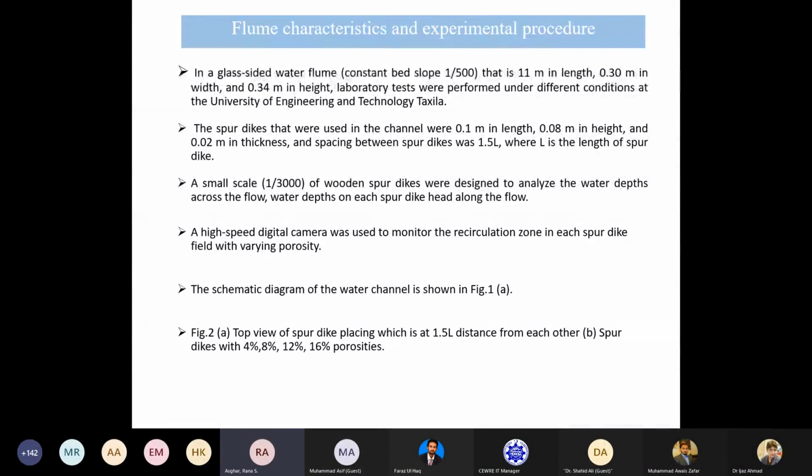A small-scale wooden spur dike was designed to analyze the water depths across the flow, and water depth on each spur dike head along the flow. A high-speed digital camera was used to monitor the recirculation zone in each spur dike field with varying porosity.